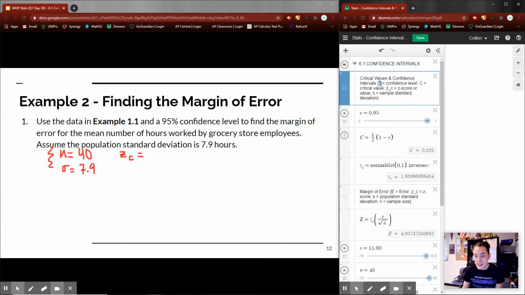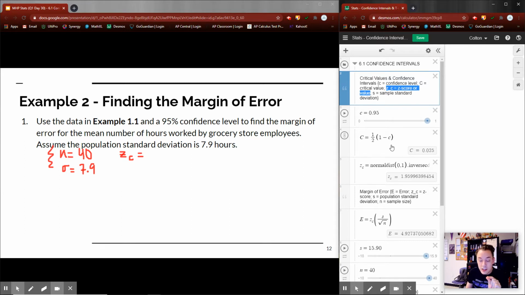So my C equals what we call the confidence level. I do want a 95% confidence level, so 0.95. My capital C is what we call the critical value, and that's going to give me what I really want, my z-score value. Oftentimes we call the z-score the critical value as well. So if I want to find that critical value, I use my Desmos calculator.